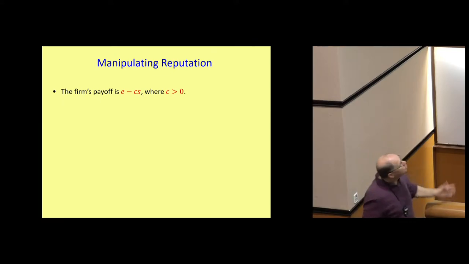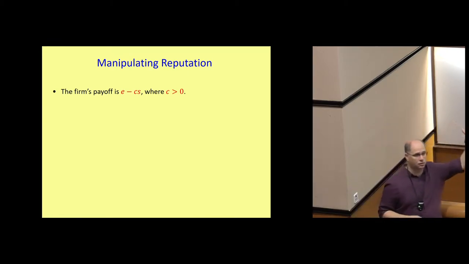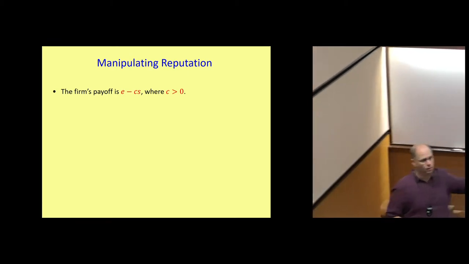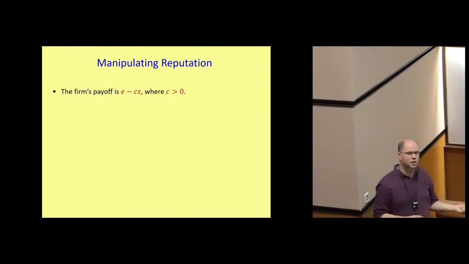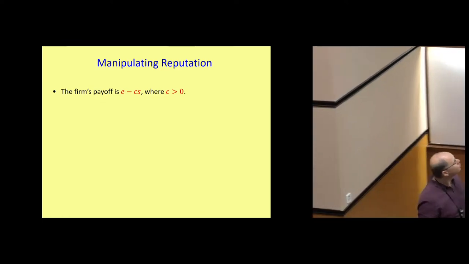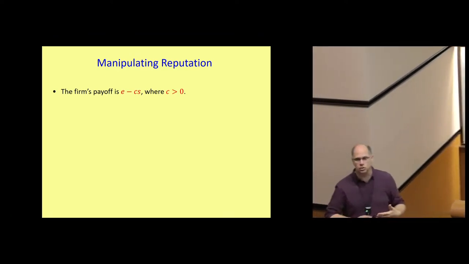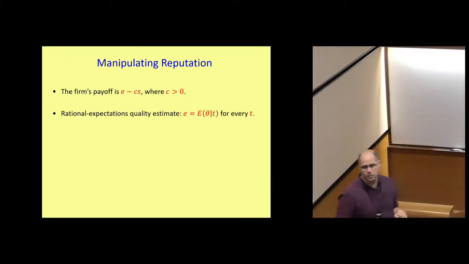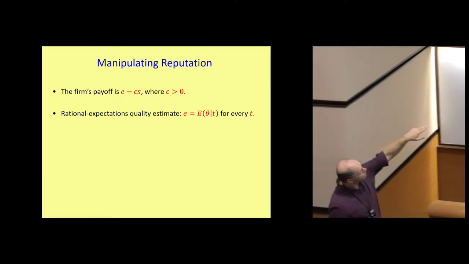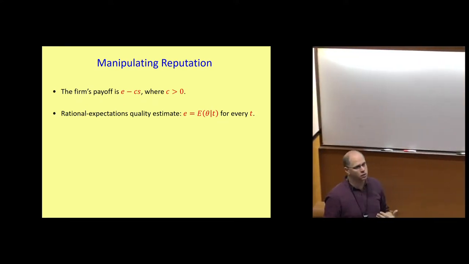Now, the firm's payoff is going to be completely standard. The firm cares about the subjective quality assessment of the consumer. Why? Because, for example, E is the willingness to pay of the consumer, so that's the price that I could charge. Okay? So that would be my price, the subjective quality assessment. So my payoff is E minus the cost of sponsorship. Now, if we were in a world with rational expectations, then E would be the expectation of theta conditional on the content of the review that I see. That would be the rational expectations quality assessment.